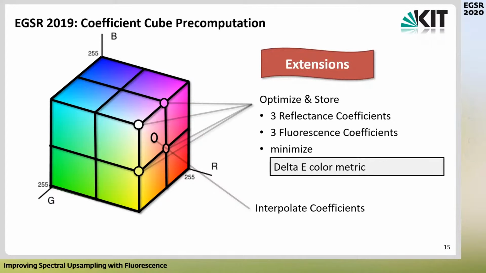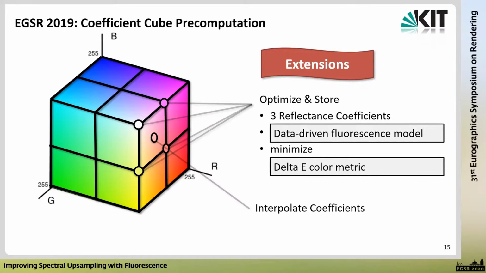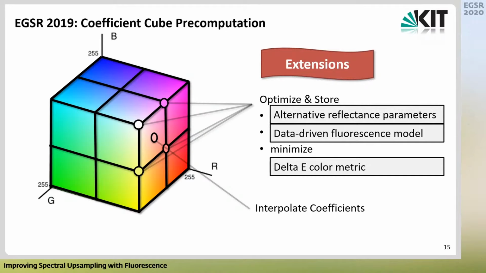Now, we present 3 variations to this approach. First, we use another color difference metric during the optimization process. Then we replace the analytical fluorescence model with real-world measurements of fluorescent substances. And finally, we propose an alternative parameterization for the analytical reflectance spectra to help with interpolation. So let's start with the color difference metric.